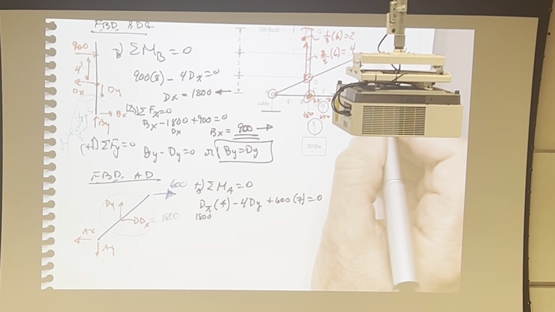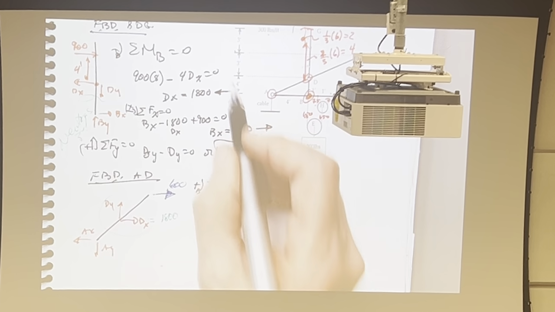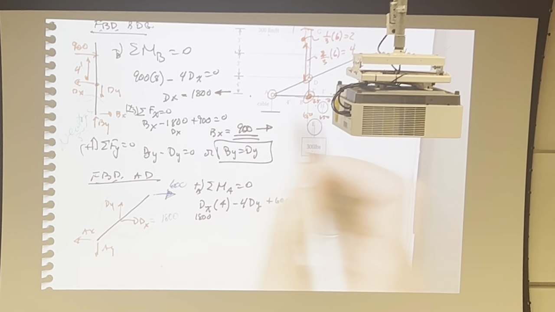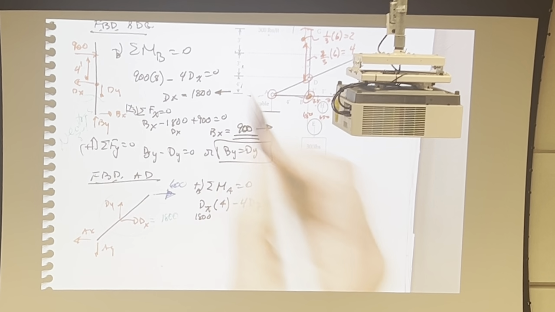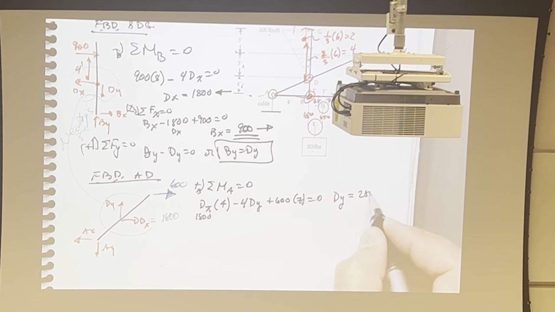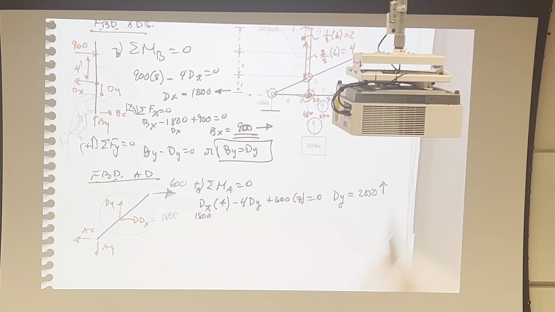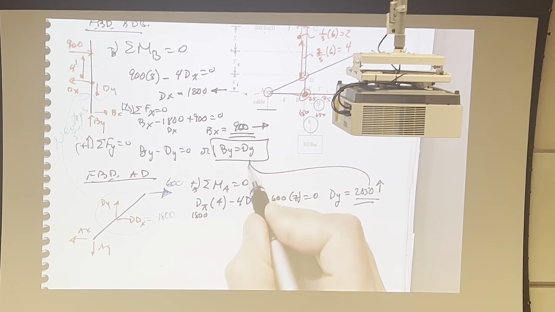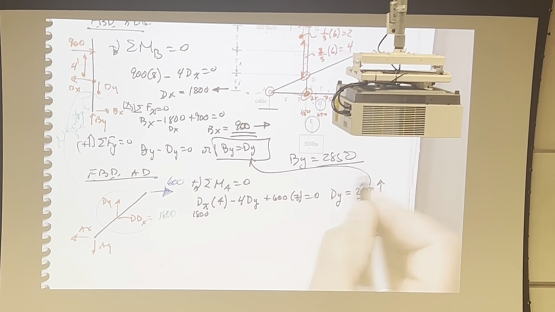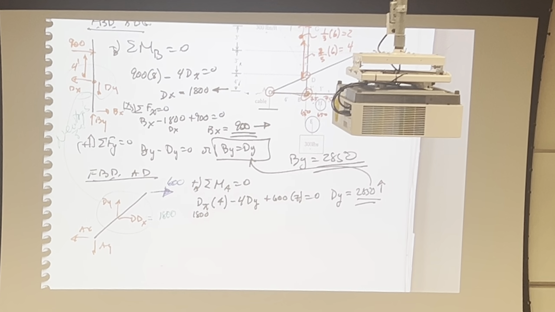The distance of this force to A is 4 plus 3, which is 7. So dy comes out. dy is 2850, which means it is positive. Now that I have that, I go back over here and say, hey, by is 2850, because I know what dy is, and by equals dy.